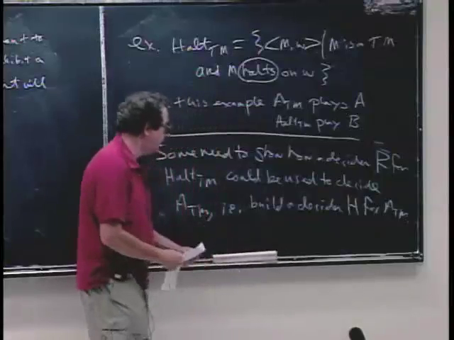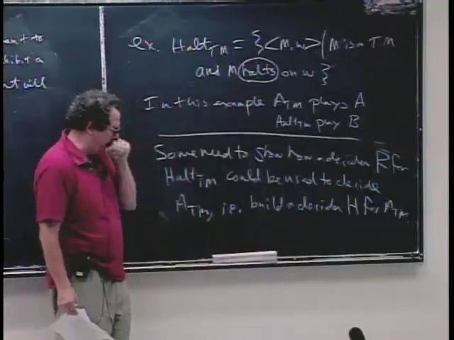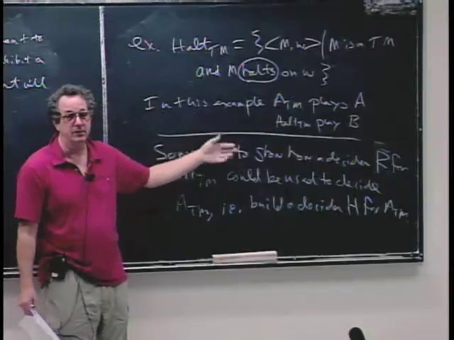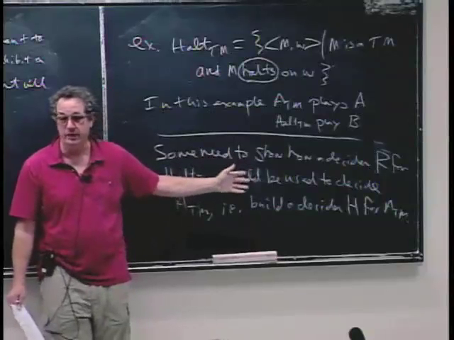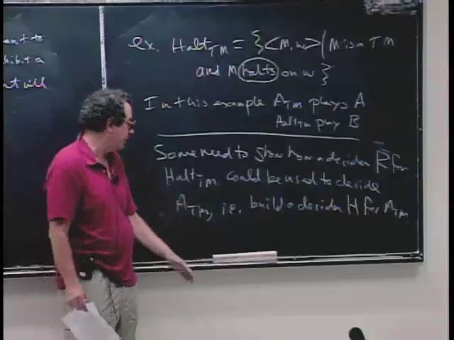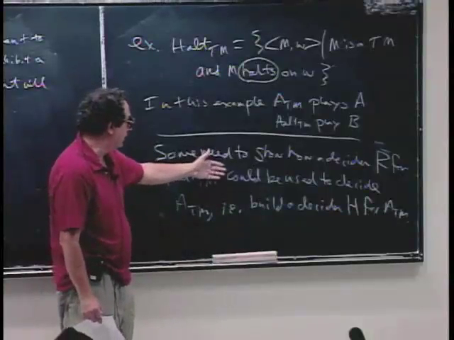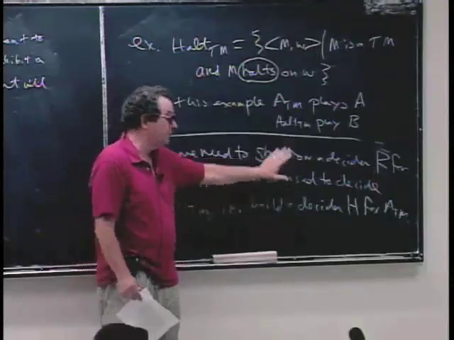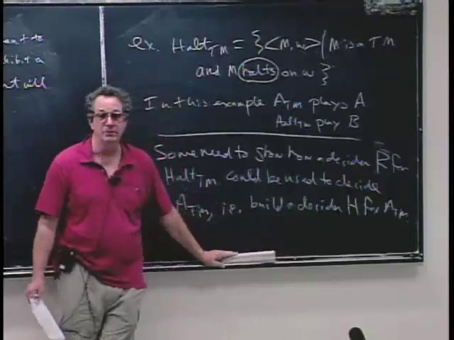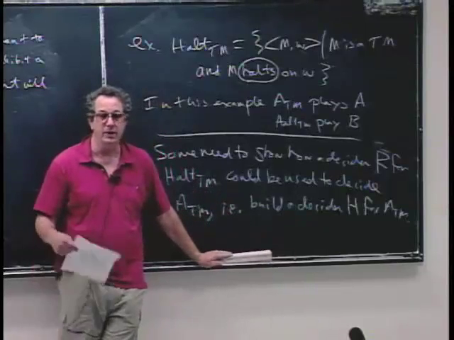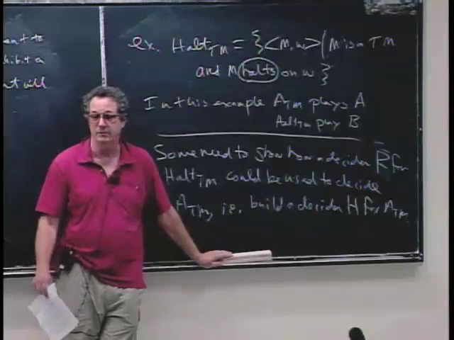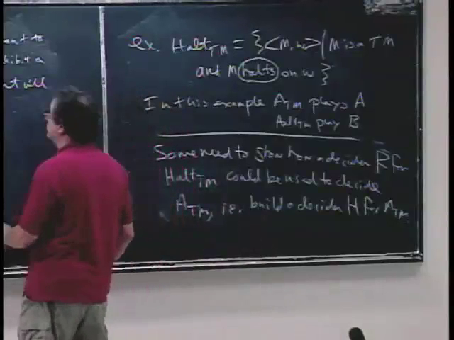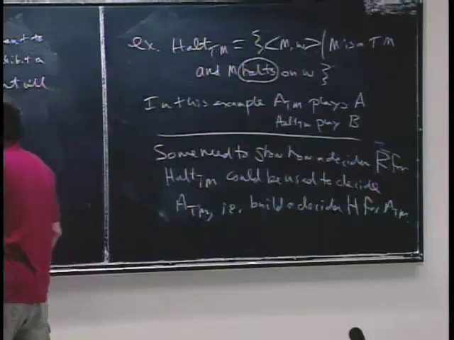So the way this is going is we're assuming that we have a decider for halt. It's called R. It's a Turing machine R, which decides this language halt. And we want to show that using that decider R, we could build a decider H for ATM. If I can do this, I've shown that ATM reduces to halt. And because ATM is undecidable, therefore halt TM must be undecidable. Okay, so how do we do this?